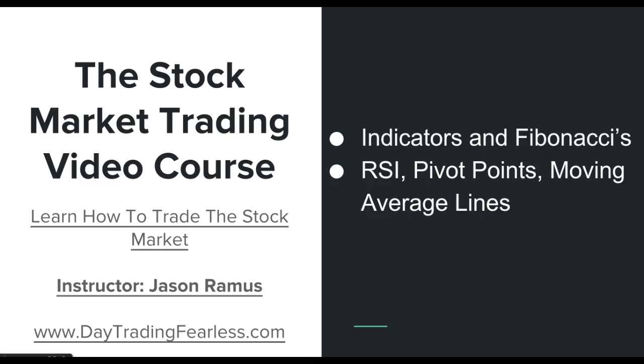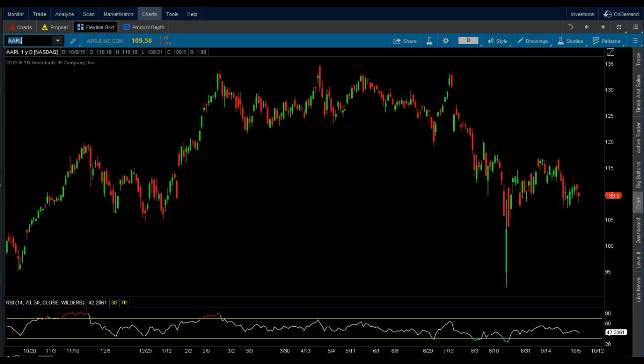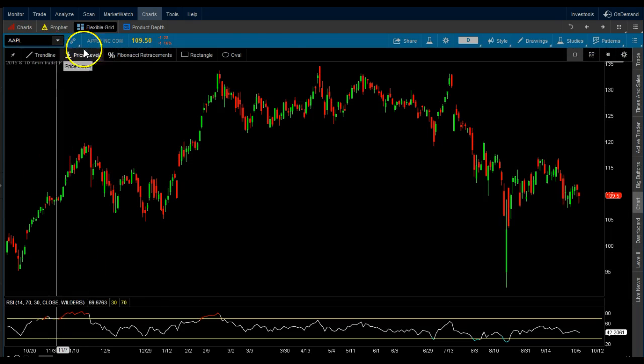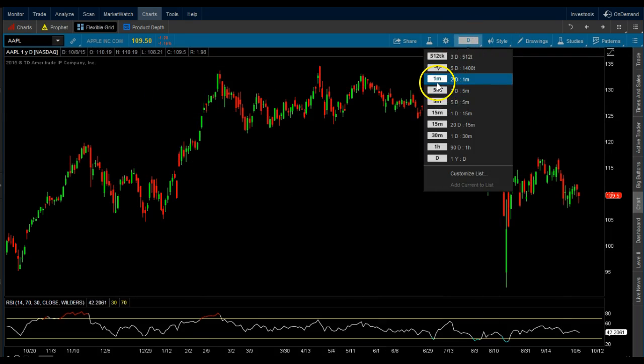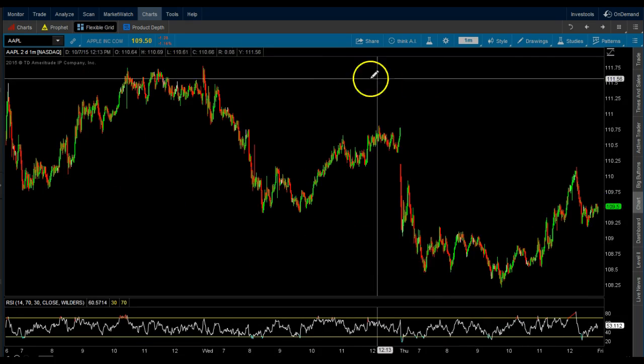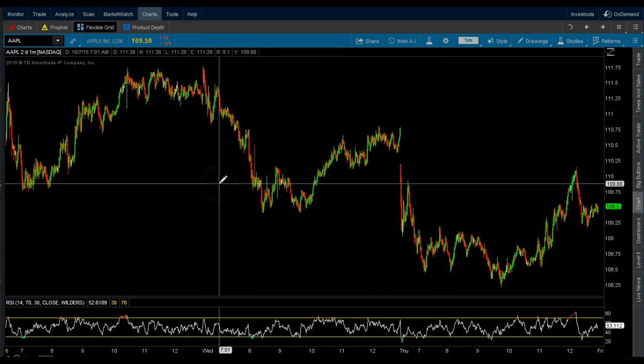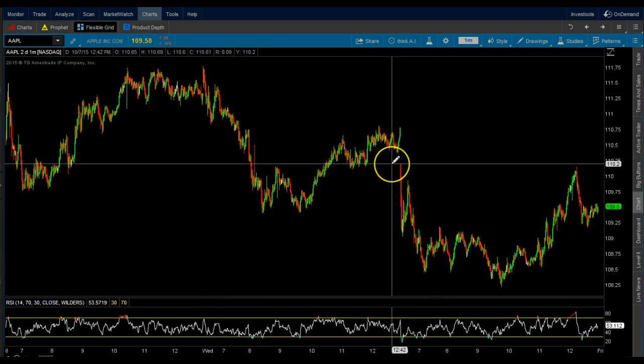So let's jump into the Thinkorswim platform. And what we have here is we have an Apple. This is a daily chart. Okay, what we're going to do is we're going to first start off on a 1 minute chart. As you could see with the 1 minute chart, and this is regular trading hours only.